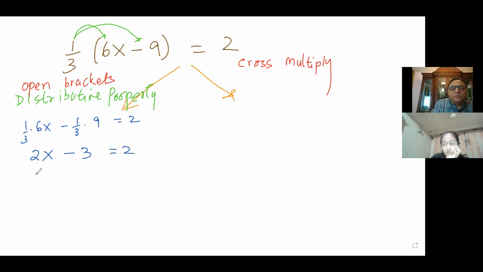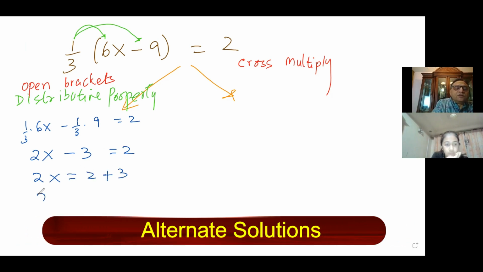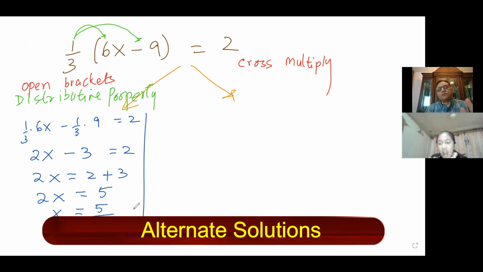Now you add 3 on both sides, you get 2x equals 2 plus 3. So 2x is equal to 5. And x is equal to 5 over 2. Is that clear to you? Yes. So we got one solution. That is one method. Now let's do cross multiply.